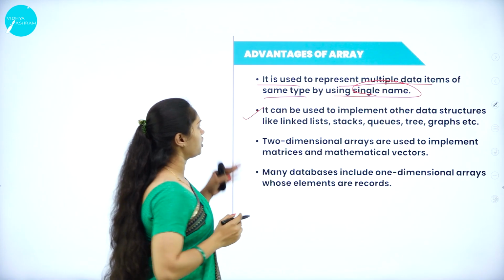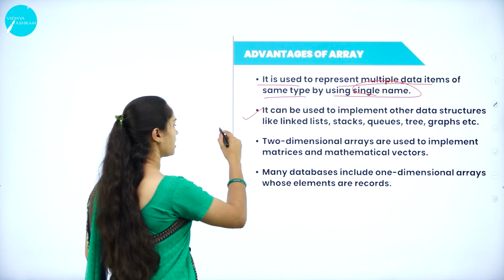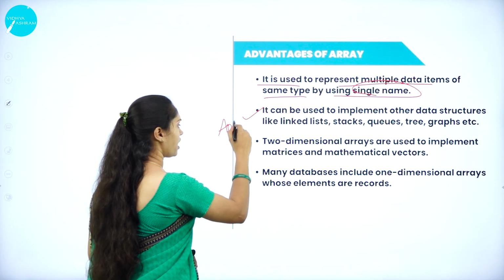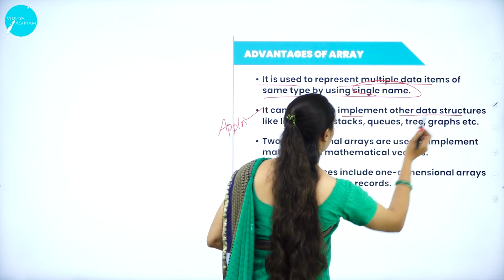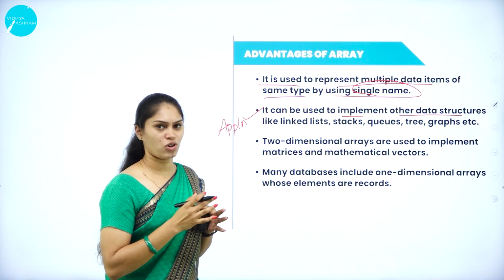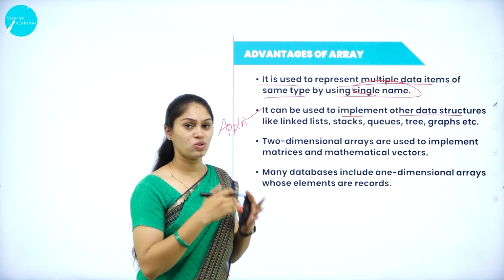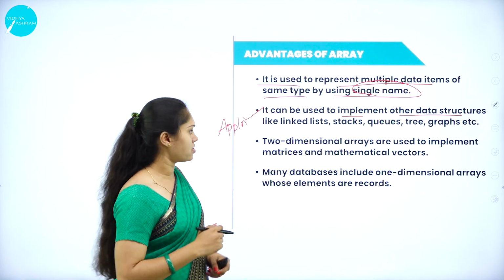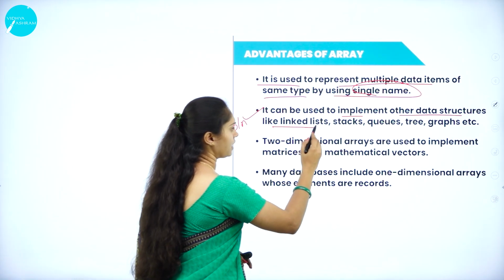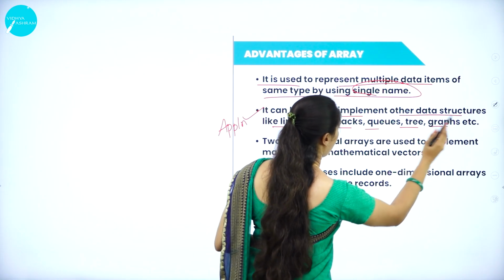And where we can use this array, that is regarding application. So where we are going to use an array, that is mainly used to implement any other data structure. So we know data structures, primitive, non-primitive. Along with that, we have several types. By making use of this array concept, we can implement linked list, stack, queues, trees and graphs.